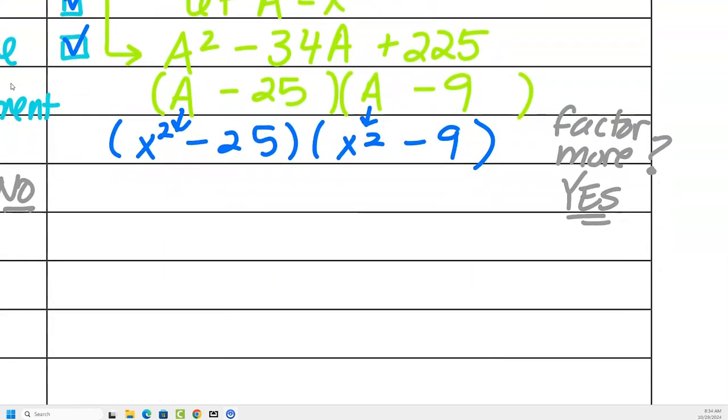So here, x squared, right? This is a perfect square. X times x, 25 is a perfect square. 5 times 5, and you can see that it's difference. So I get to rewrite that as 2 groups, where one's plus, one's minus, right? And then it's x in the front, 5 in the back. X plus 5, x minus 5.